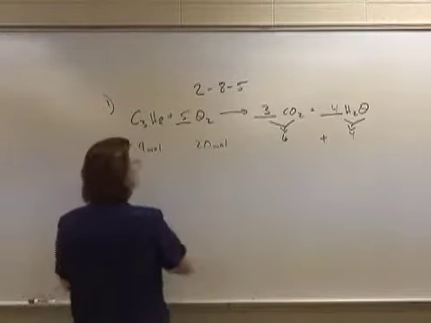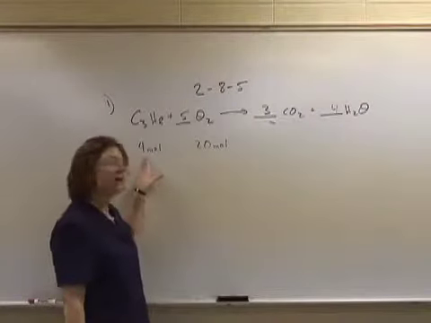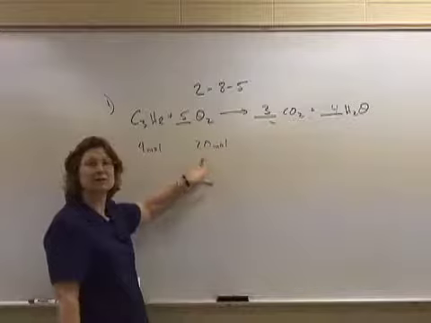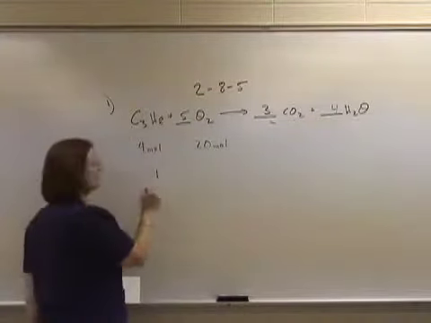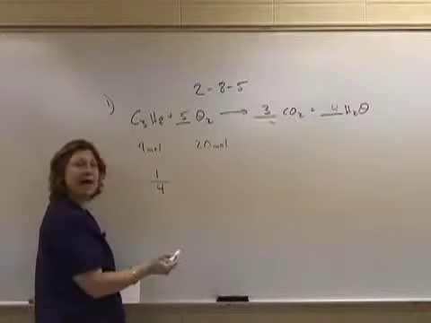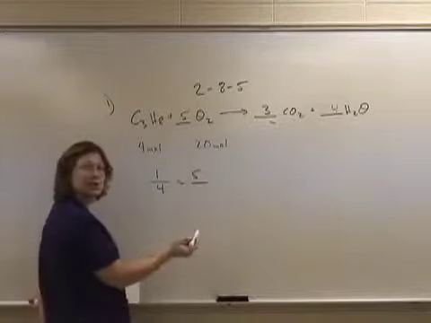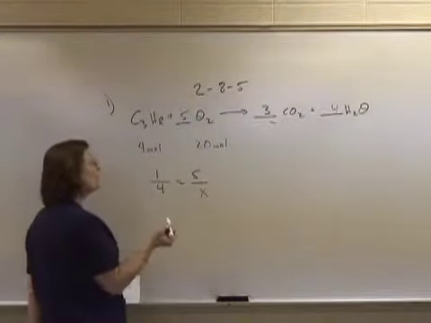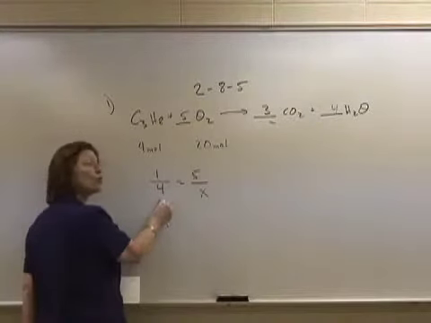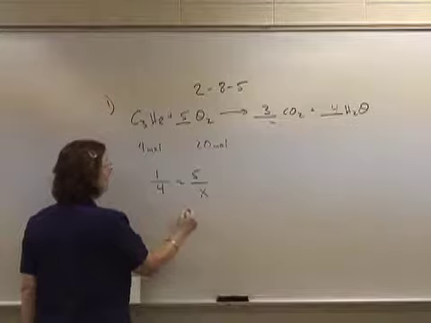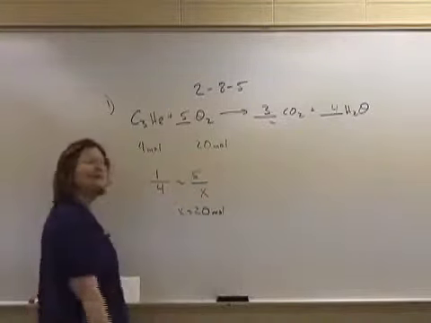Now I am given 4 moles of propane and 20 moles of oxygen. I do my ratio. 1 is the coefficient for the propane, is to 4 moles that I have, equals 5 moles is my coefficient for the oxygen, and I want to know what amount of the oxygen would be required to use up these 4 moles. And therefore, I need 20 moles. And 20 moles is what I'm given.